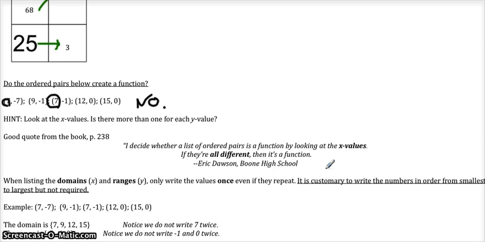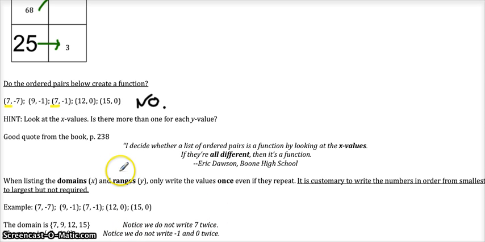There's a good quote from the book from a student at Boone High School. It says, I decide whether a list of ordered pairs is a function by looking at the x values. If they're all different, then it's a function. So going back over here and looking at all these x values, let me grab my eraser here. Taking a look at these x values, you have a 7 here and a 7 there. So there's two x values being paired up with different y values, so you can't have that.